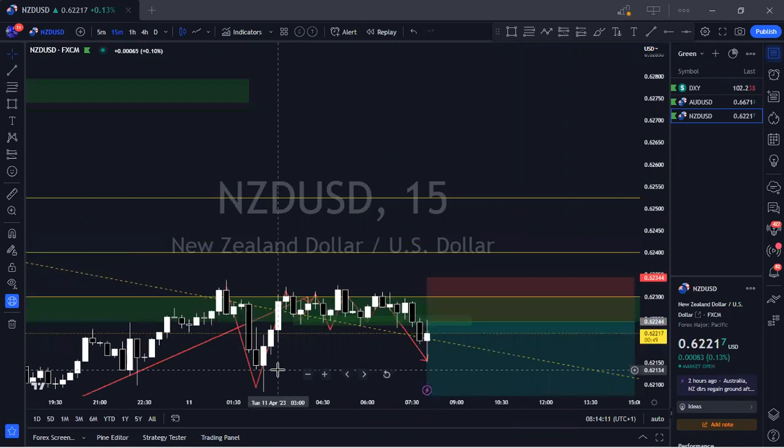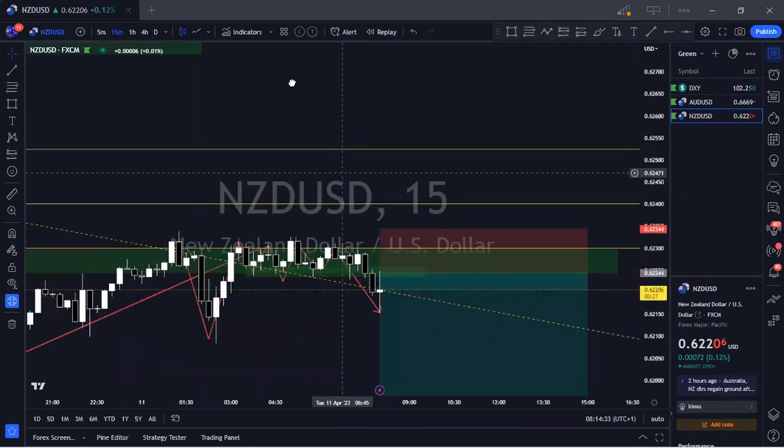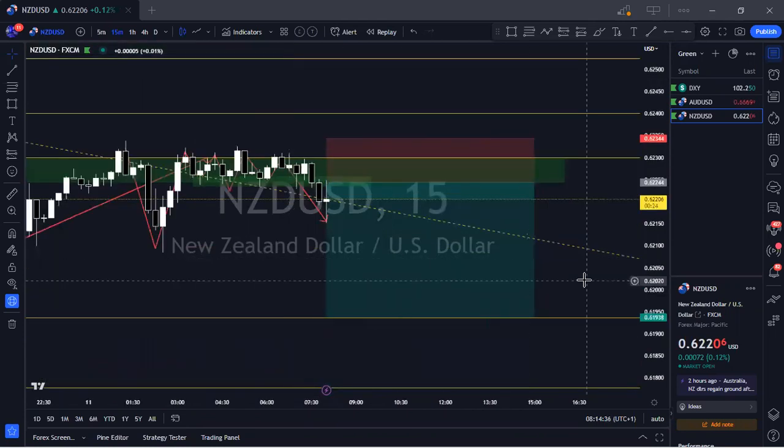What I'm just going to do now is set a pending order there. I'll set a sell limit and just wait for price to get back there by itself. Stop loss is at 0.62344, and then take profit is at 0.61938. So let's just wait and see if price can go back and retest that level.